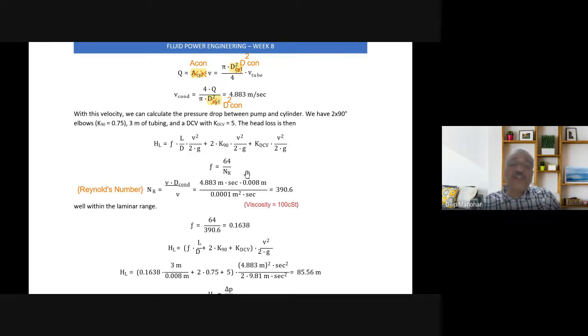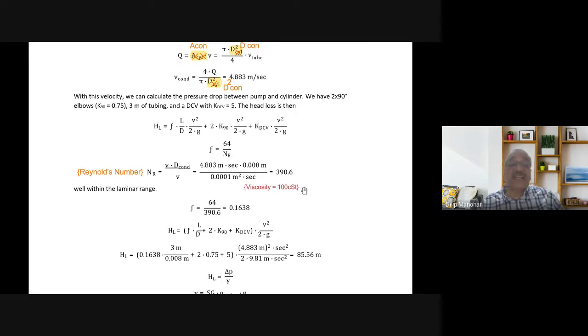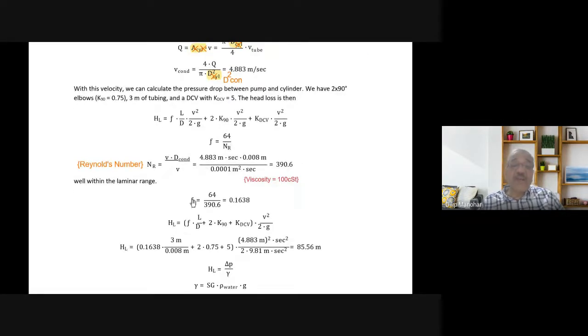The friction factor f in hydraulics is known as 64 upon NR. This is a formula from fluid mechanics. When the flow is laminar, the friction factor in the tubing will be 64 upon Reynolds number. So we calculate the Reynolds number now with the new velocity. Instead of the previous velocity 6.1, the new Reynolds number will be 4.8 into diameter of conduit divided by viscosity. It comes to 390.6 as the new Reynolds number. With this Reynolds number, you calculate the friction factor, 64 upon 390. It gives you 0.16 as the friction factor.